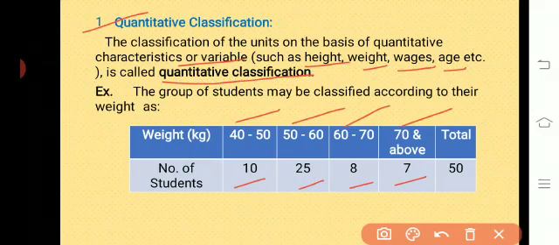Here remember, whatever the values we have used, these are only representative values. Like that, any example which is expressed in terms of numbers or variables, we can write for quantitative classification. For example, the group of students may be classified according to their height. So these are the examples of quantitative classification.